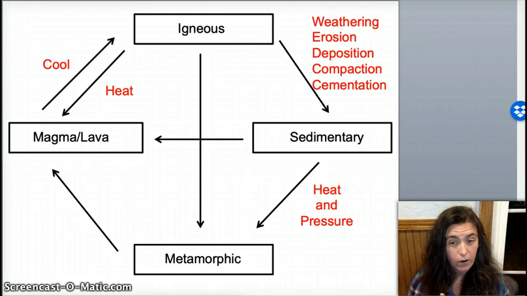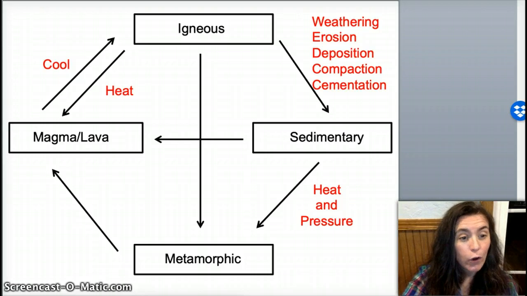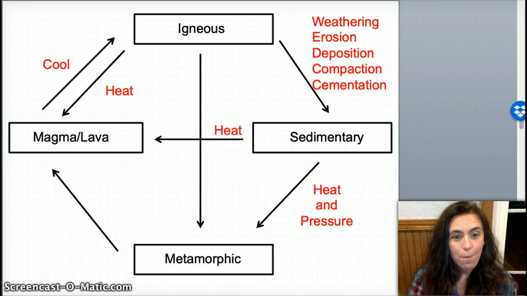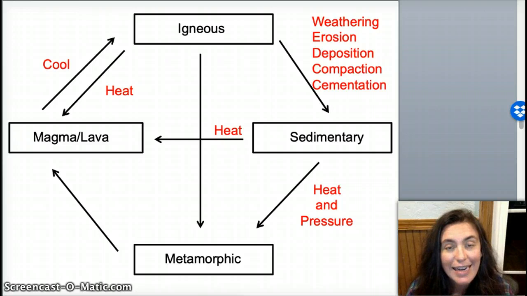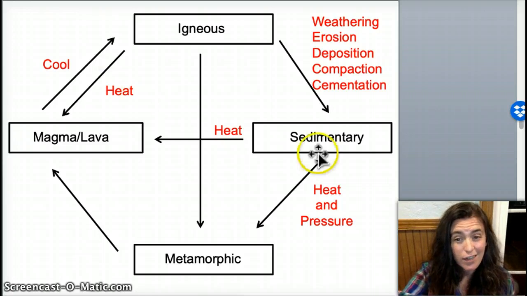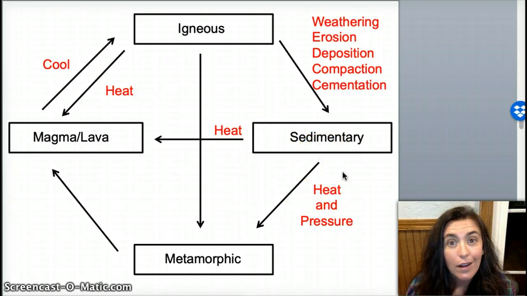Well, that's a heating force. You're taking a rock, you add heat to it. What are you going to get? Let's see. Magma and lava. You melt a rock. That's all you're doing, you're melting it. So that's why you have to have that heat and pressure, because if you just add pressure, it's just gonna stay a sedimentary rock. But if you add both, metamorphic.